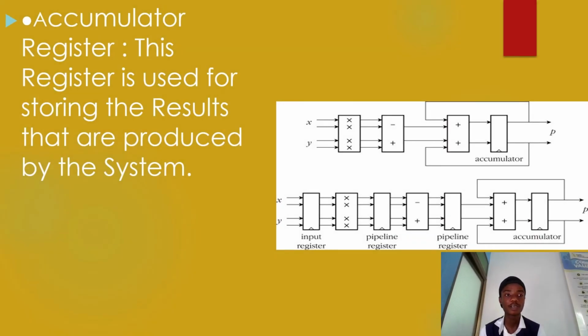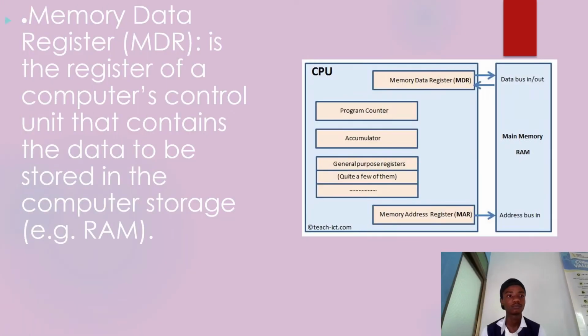Now we have the accumulator register. This register is used for storing results that are produced by the system. And here on the picture is an example of an accumulator register. Memory data register, which is popularly known as MDR, is a register of a computer control unit that contains the data to be stored in the computer storage. Example is the RAM.